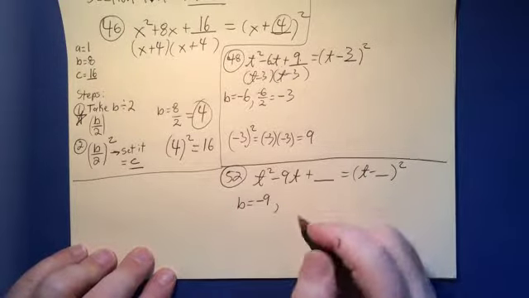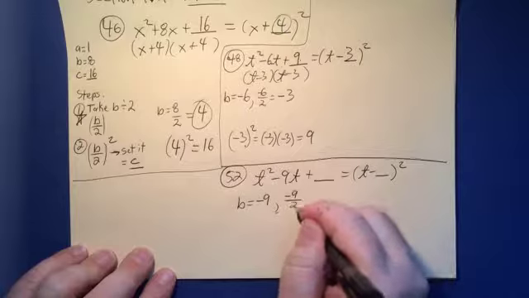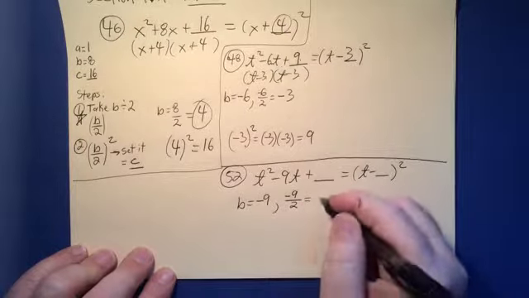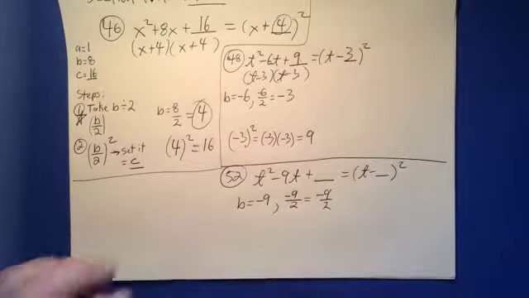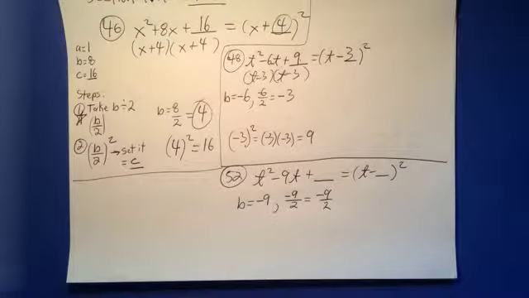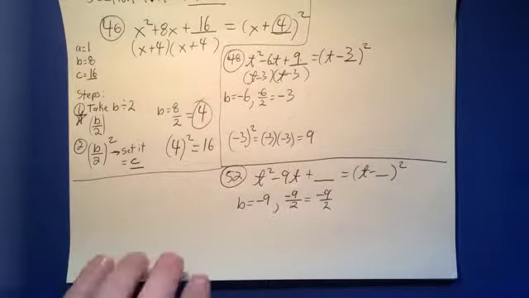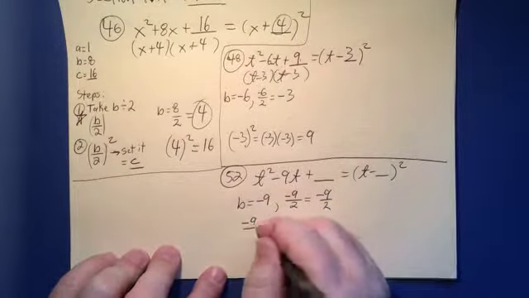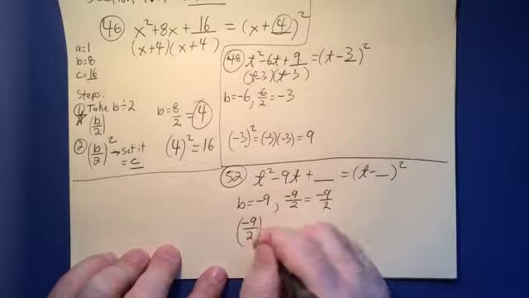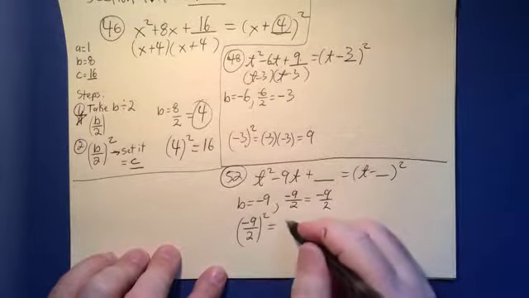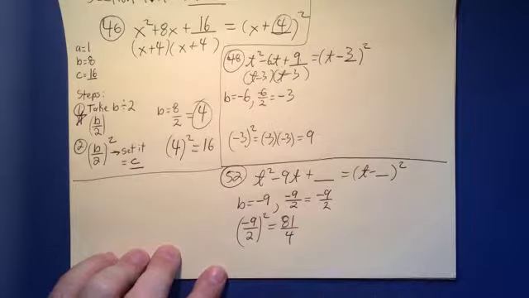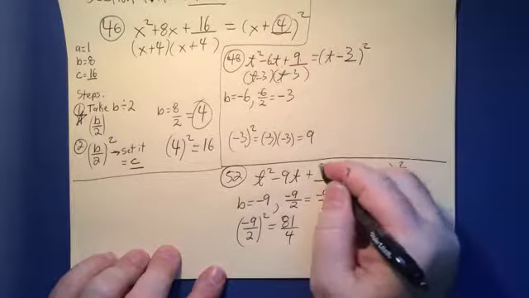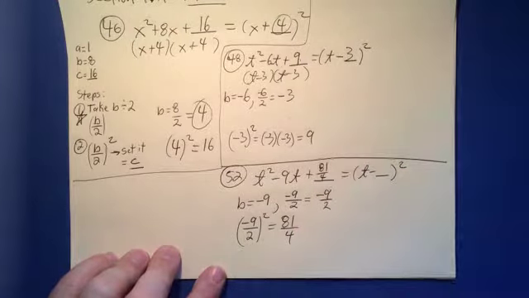Okay, so I have b equals negative 9. I take negative 9 and divide that by 2, and I'm just going to leave that as negative 9 over 2. I'm not going to mess around with trying to make it a decimal or anything like that. So when I take negative 9 over 2 and square this number, that's going to give me a result of 81 over 4. So 81 over 4 is the number that goes here.